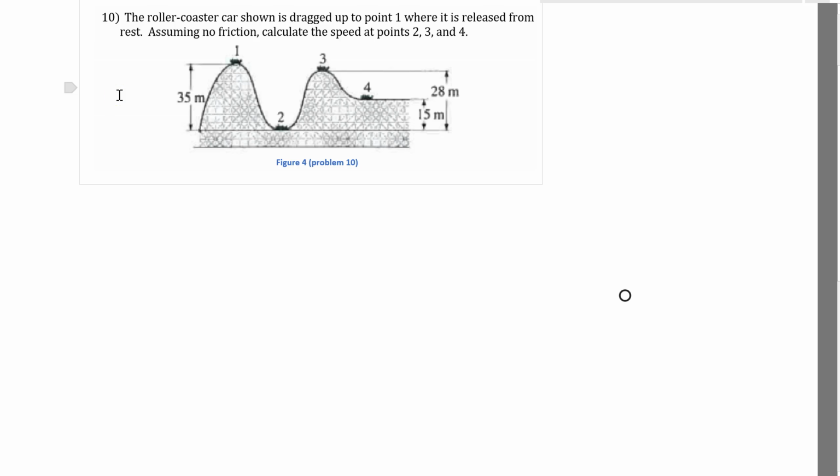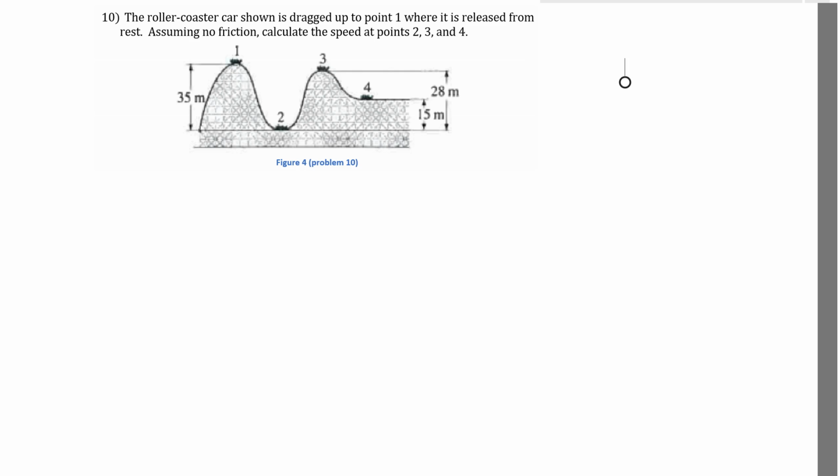Number 10 has a roller coaster, and it has 4 different points labeled that gives you some heights, all relative to the same line. And they say there's no friction, and then calculate the speed at points 2, 3, and 4 if it starts at point 1.